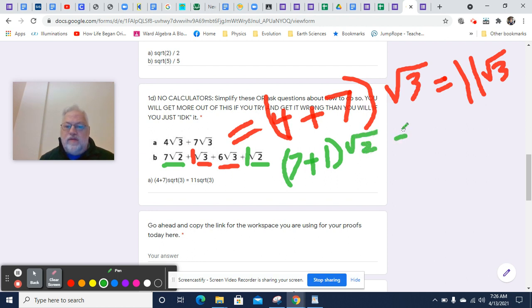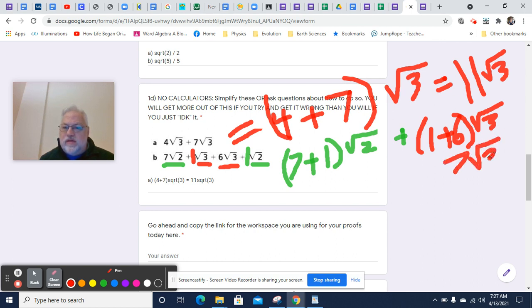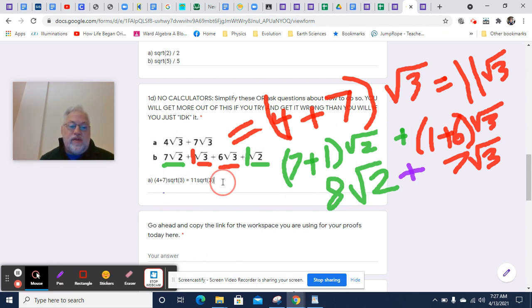And then over here I'll have, probably should have picked a different color, but that's okay. I'll have 1 plus 6 times the square root of 3. Okay, so that's 7 square root of 3 and this is 8 square root of 2. And yeah, I'll use purple plus that. Okay, and that's as far as you can go. You've simplified it as far as you can go with that one.